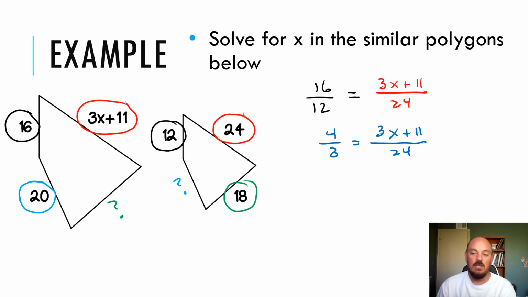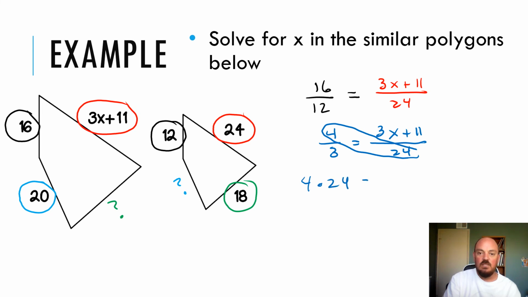And the reason that's important, if you remember from way back in Module 1, Book 1, the way you solve a proportion is by cross multiplying. I'm going to do 4 times 24 equals, and then I'm going to do 3 times 3x plus 11.